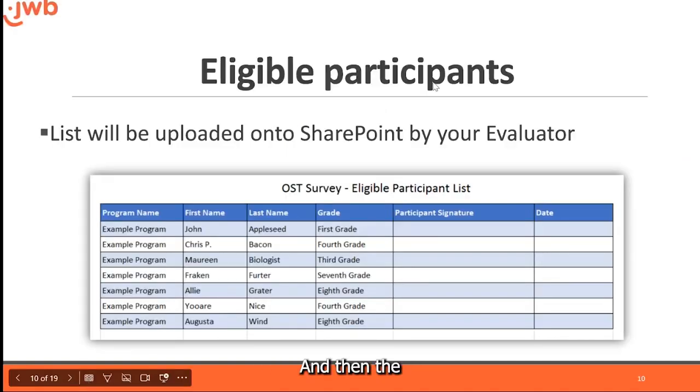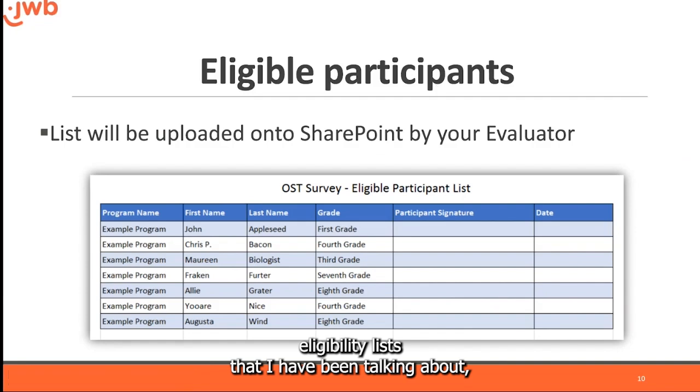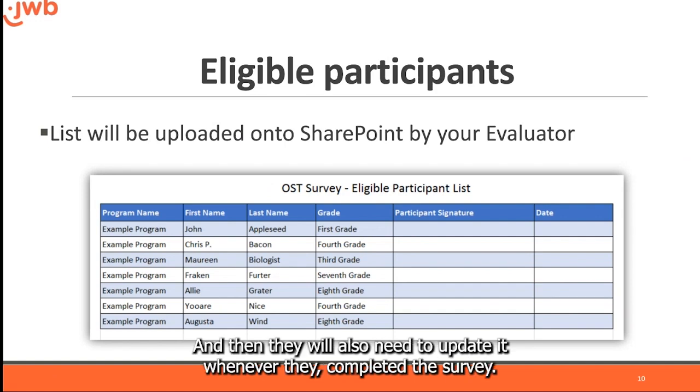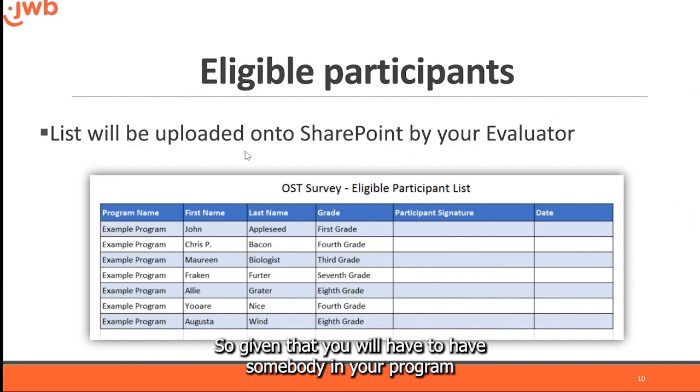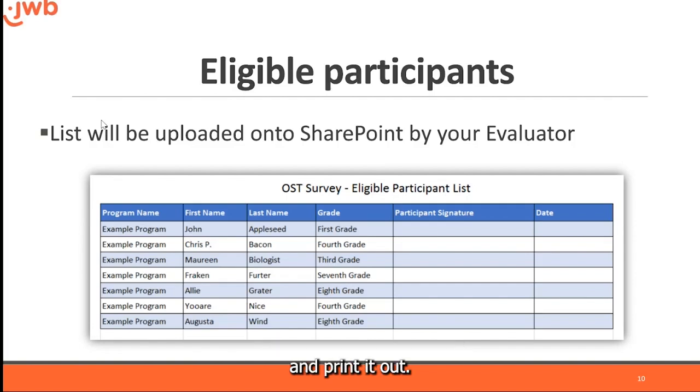And then the eligibility lists that I've been talking about will look like this when uploaded on SharePoint. There's a spot for your participants to sign, and they will also need to date it whenever they completed the survey. You'll see these on SharePoint. Given that, you will have to have somebody in your program who has access to SharePoint to be able to grab this list and print it out.